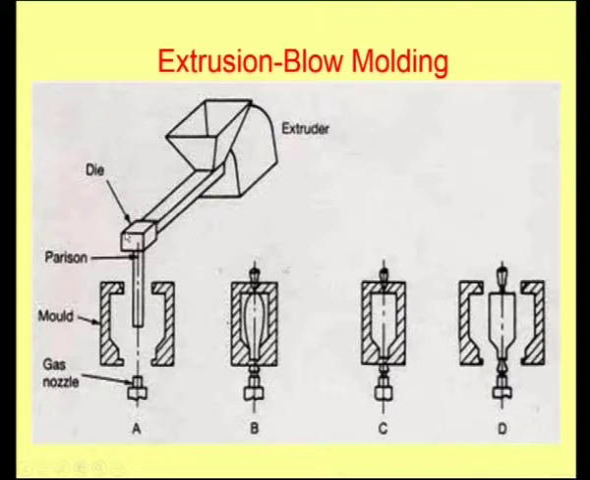The first, the extruder die, from the die the parison, and then the first step is the mold will be at the open position, and then this is the gas nozzle, and then a parison will be formed. Once the parison is formed, the mold is closed. Now, the air is supplied in, and then this parison is inflated. As you could see, it takes an oval shape, and then it is inflated in such a way till it touches the surface of the mold.